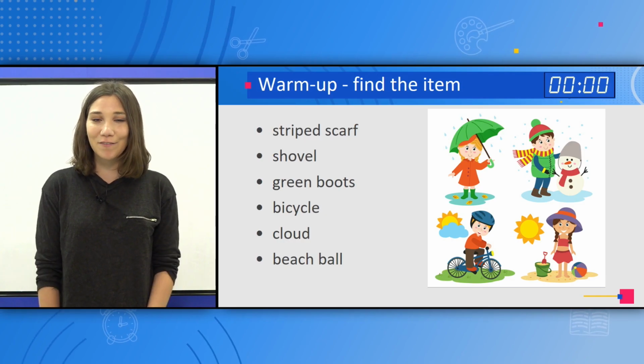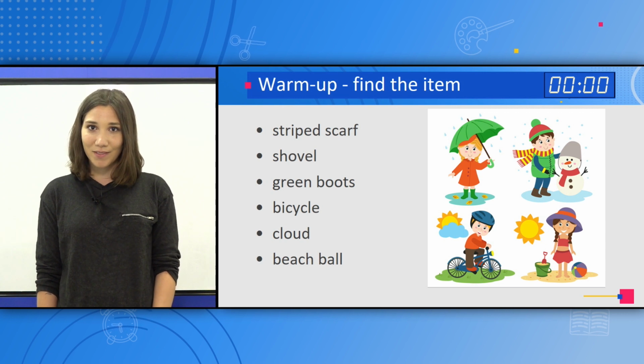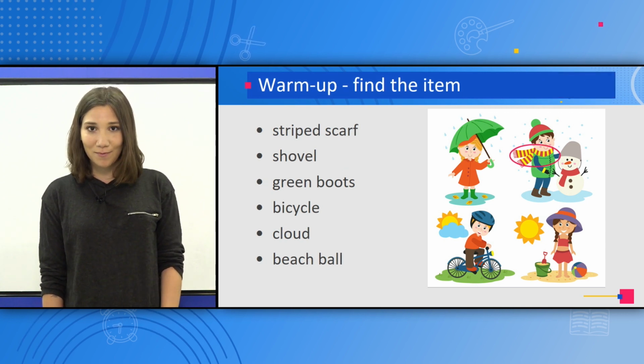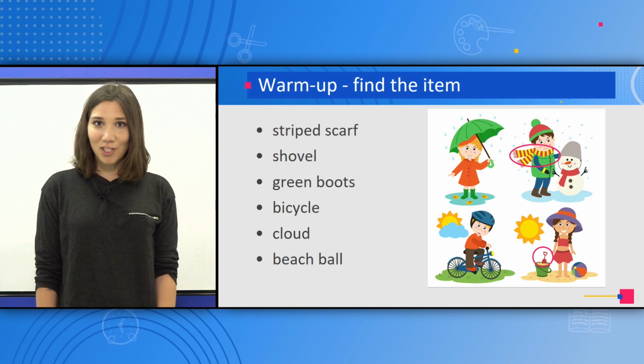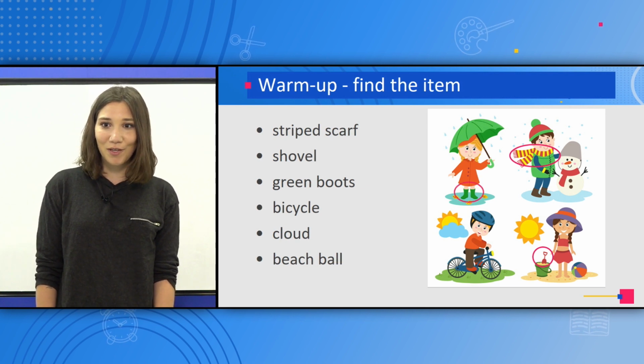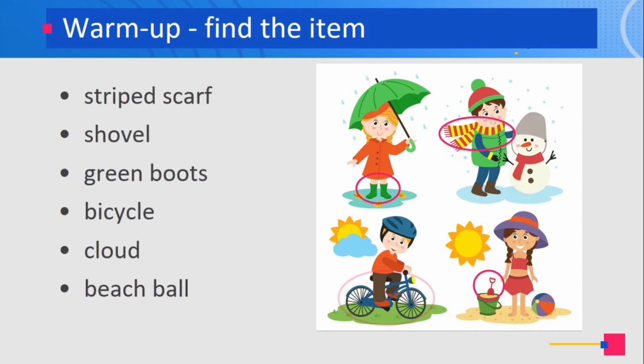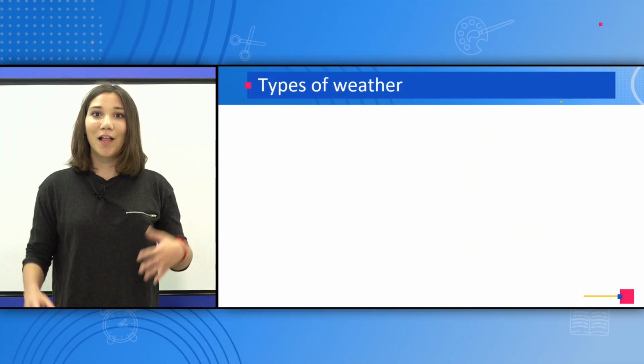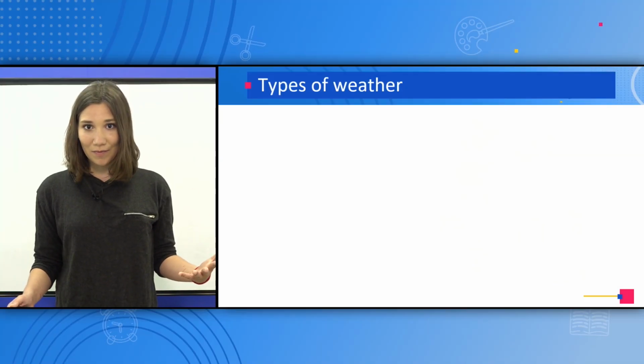Okay, let's see if you found all of the items. The first was the striped scarf, then the shovel, the green boots, the bicycle, the cloud, and lastly, the beach ball. Okay, let's get started with our lesson.